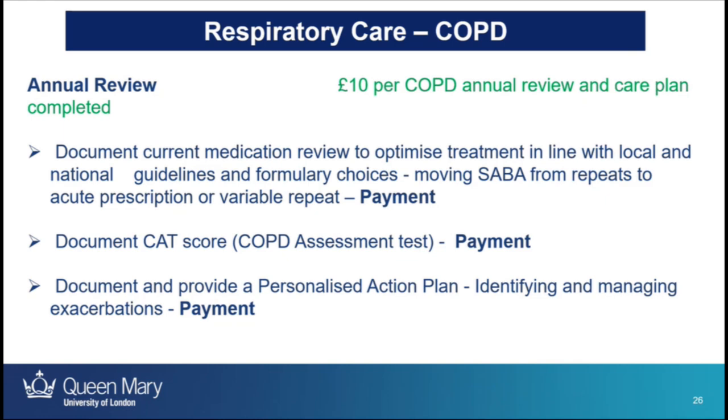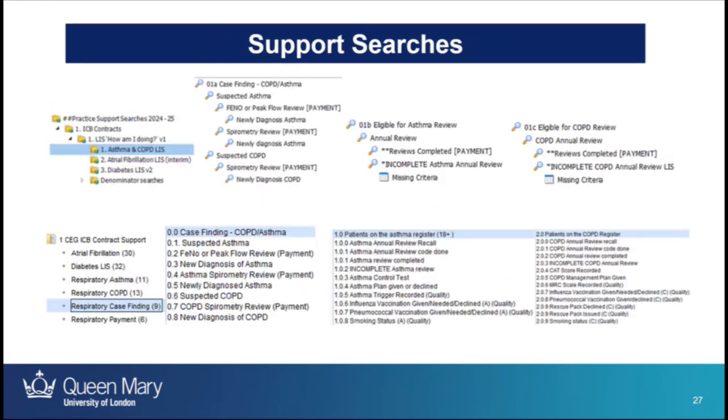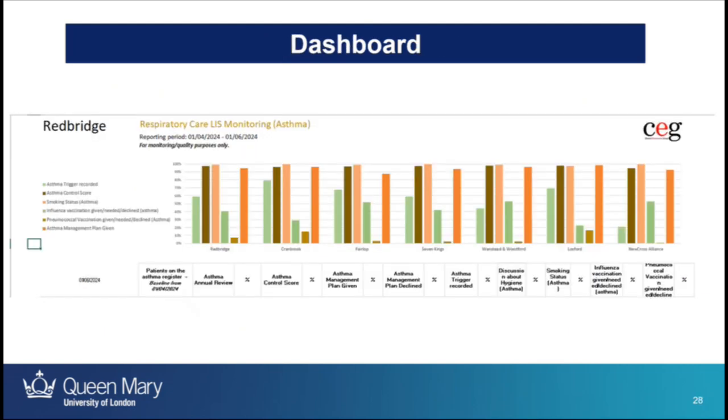And then we've got your searches. Your top ones are EMIS and your bottom ones are System 1. So that is your case finding and your annual reviews there. And then here is your respiratory dashboard as well, if you've not seen it before.